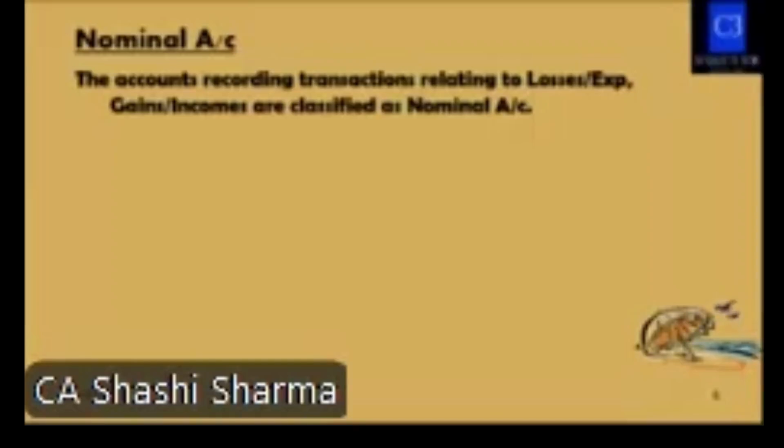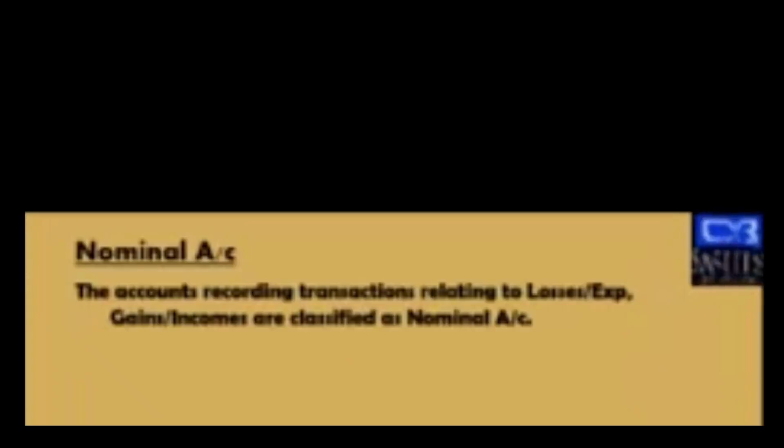Salary word is involved in a transaction. You are paying salary to your staff. So just look at the word salary. Salary is not the name of any person, whether natural or artificial. Again, this salary is not a thing like furniture, machinery, cash, which can be touched or seen. So this salary will be a nominal account. There are other examples also. Let's have a look at them.